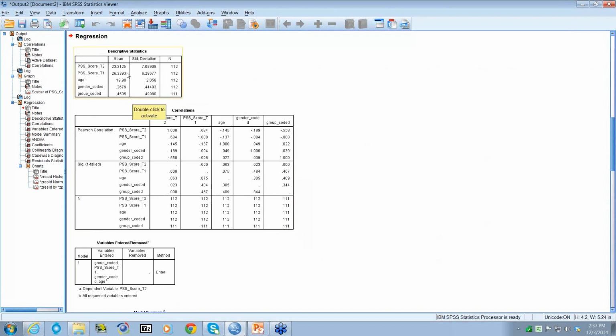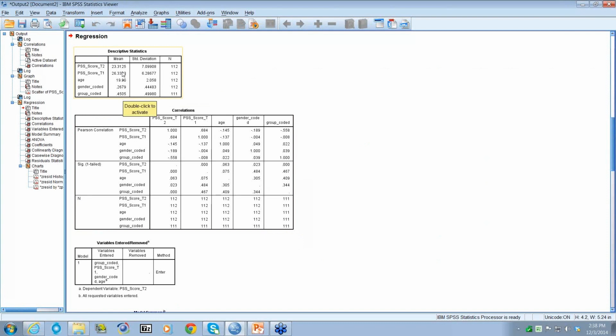Here's our mean scores for each of our variables. The mean age is 19 years, almost 20. Since these are coded zeros and ones, they're basically just percentages. What did we code females as? One, so we probably had many more females than males. Here they were pretty evenly divided between the groups.